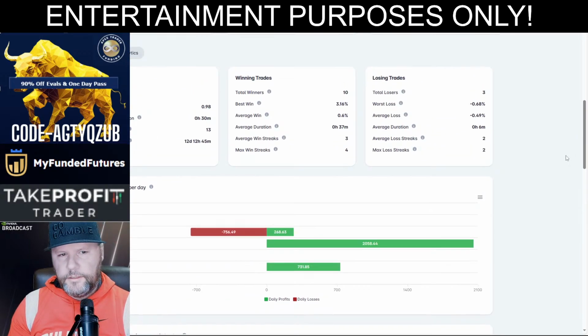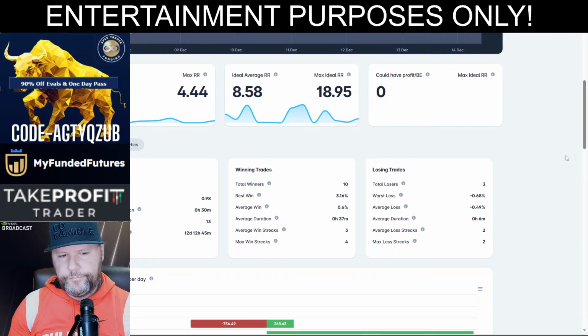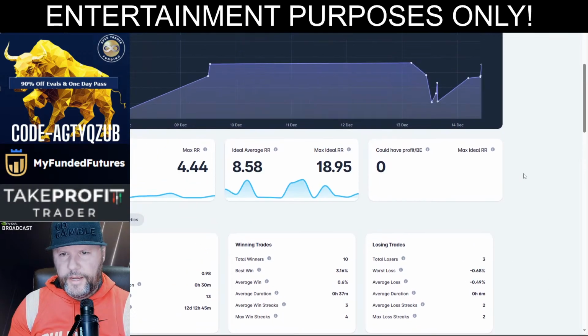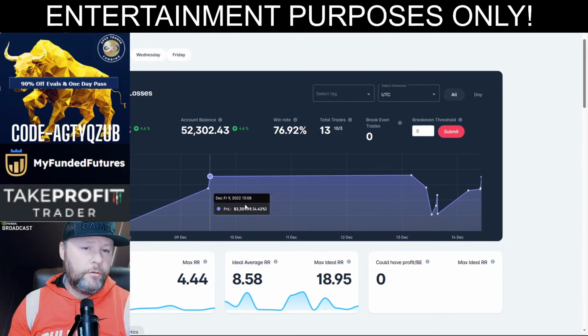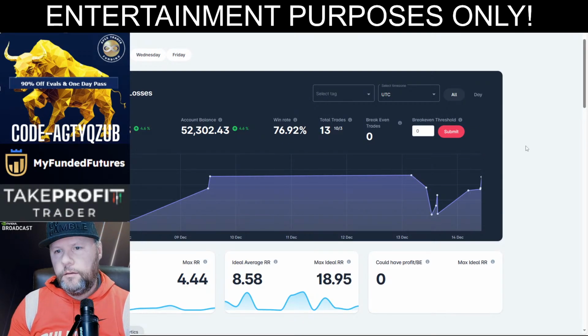Nothing crazy, and that's kind of not knowing what you're doing there. So we had a 2-loss streak. 3 wins was our max, or 4 wins our max win streak. So there you go. Just the first time using it. It would have been much better if we knew what we were doing, but next time maybe it'll be a little better.